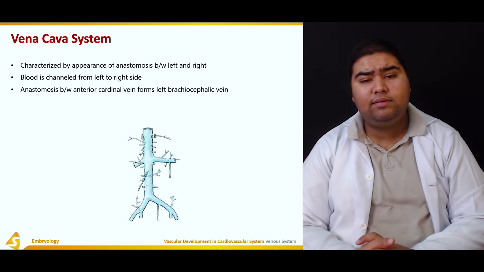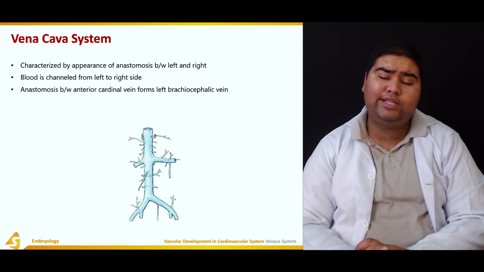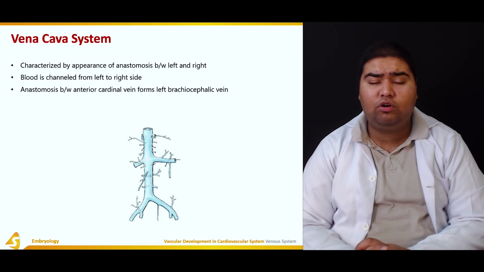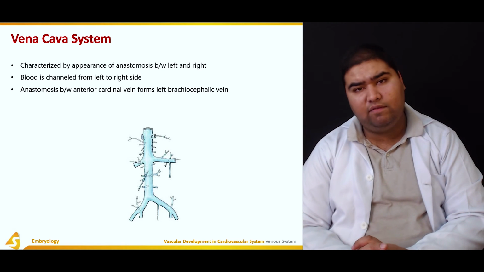So there's anastomosis between the anterior cardinal veins. The anterior cardinal veins were supplying the cephalic portion of the embryo, and they form the left brachiocephalic vein.